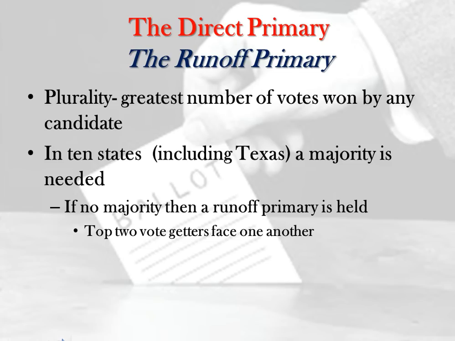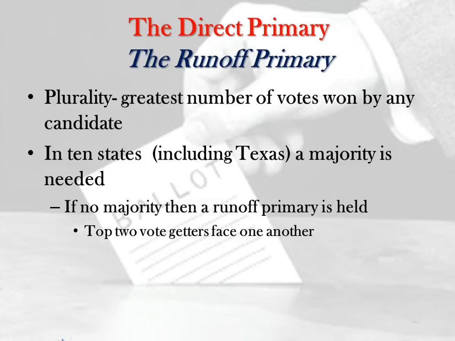In most states, candidates need to win only a plurality of the votes cast in the primary to win their party's nomination. A plurality is the greatest number of votes won by any candidate, whether a majority or not. In 10 states, however, an absolute majority is needed to carry a primary. If no one wins a majority in the race, a runoff primary is held a few weeks later. In the runoff primary, the 2 top vote getters in the first party primary face one another, and the winner of that vote becomes the nominee.